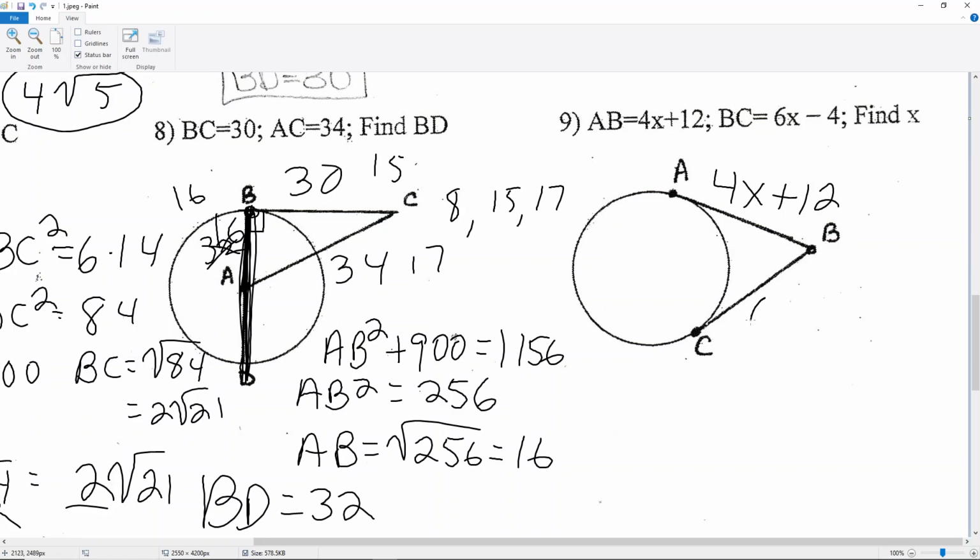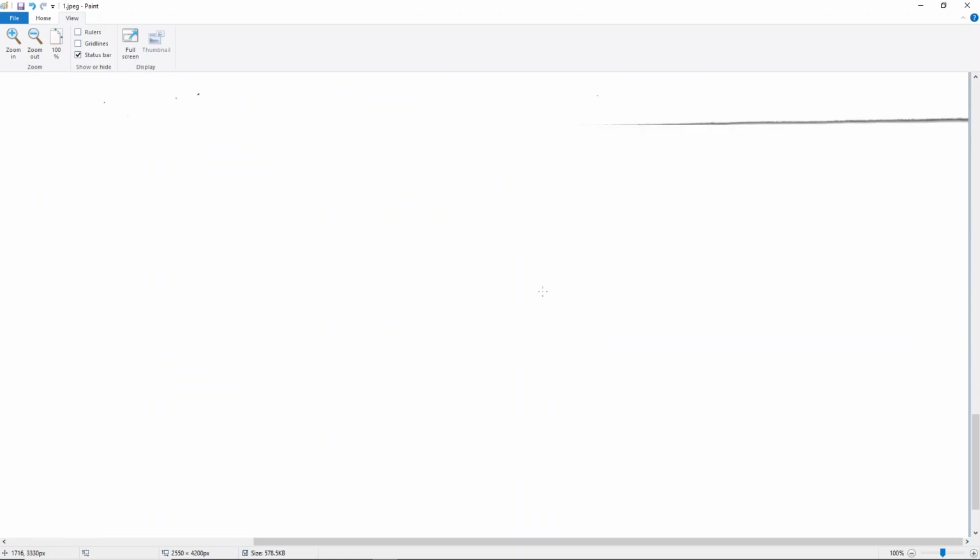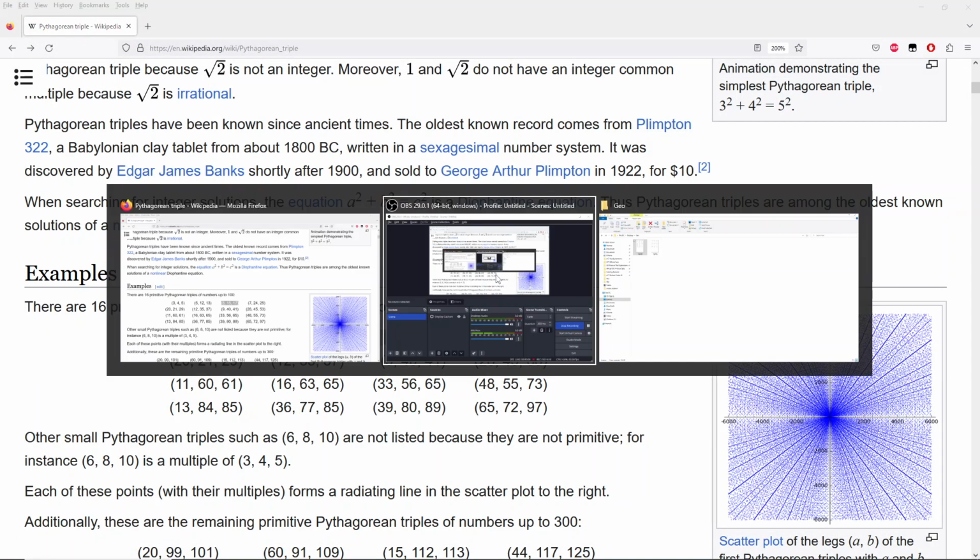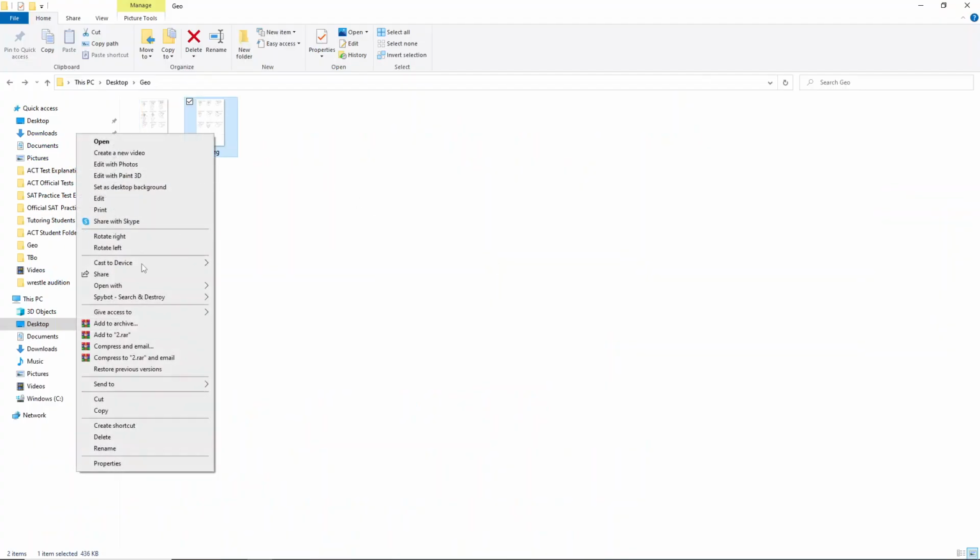BC equals 6x minus 4. I'm not even going to go further on this one. When you have two tangents that go out to the same point, those line segments are going to be equal. So set those two things equal to each other and solve for x. And that's it for sheet 1. I will not save any of those changes, and then we'll go to sheet 2.